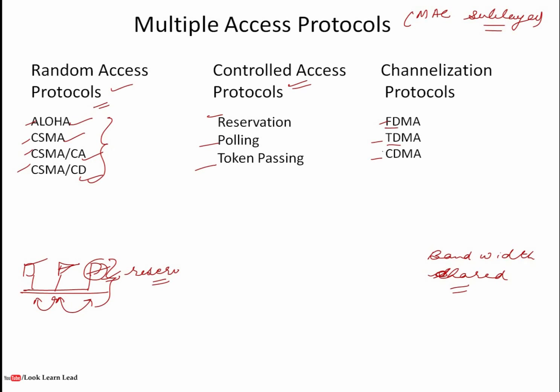Time division, frequency division, code division. We have 3 of them, and we will be discussing them in our next video. In this video we will be discussing only the random access protocols. Let's see our first protocol, that is Aloha. Aloha is the first random access protocol that we would be discussing.